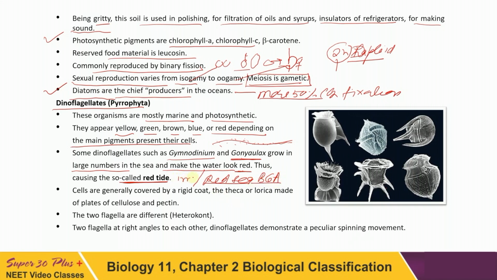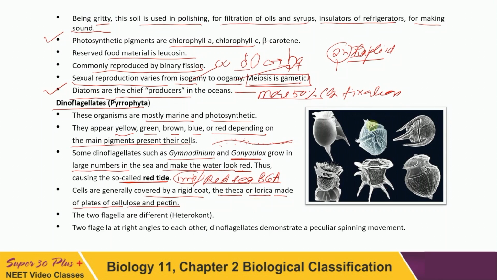Important questions these are: red sea and red tide. The cell is covered by a rigid coat, the theca or lorica, and the cell wall is made up of plates, and these plates are of cellulose and pectin. One interesting point we have here.